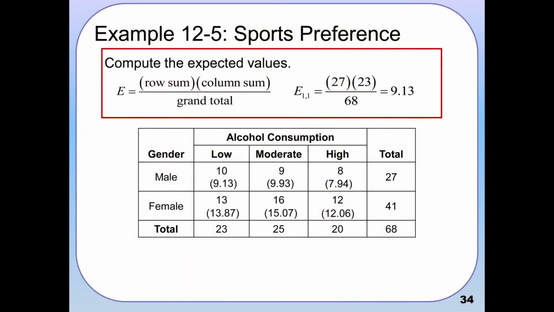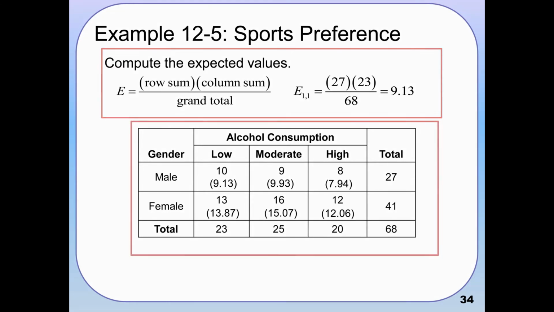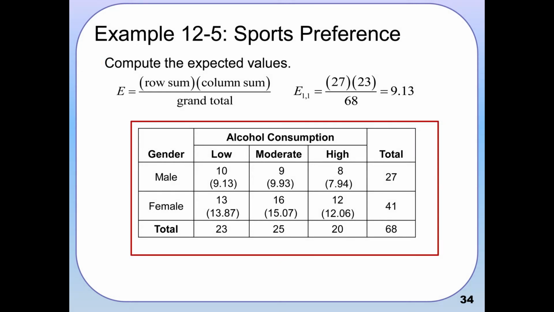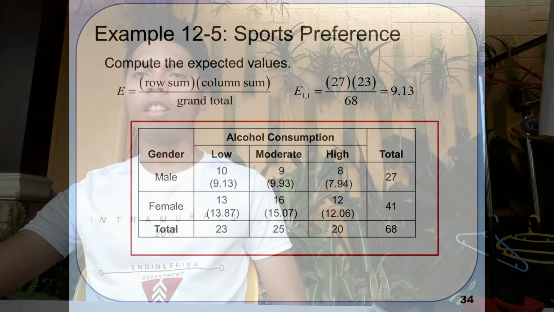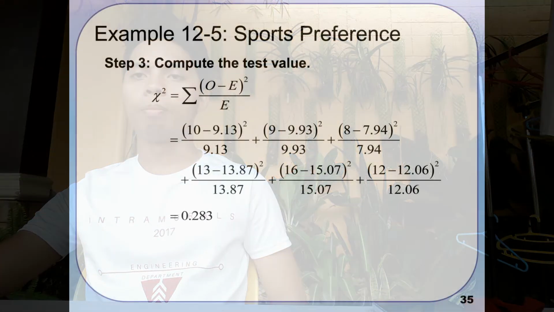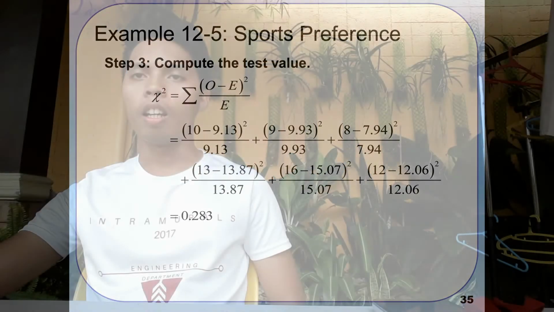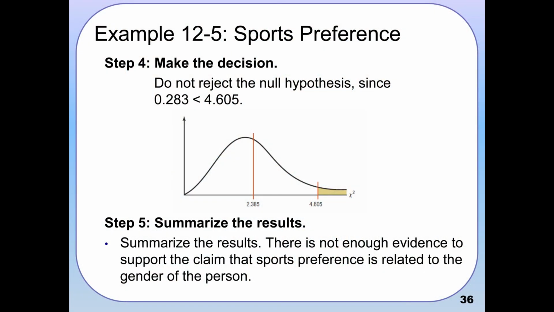Compute the expected values. You can see the formula on the screen. About alcohol consumption: gender, low, moderate, high, total, and the number of males and females and its total. And step 3, compute the test value. And step 4, make the decision. And the last, step 5, summarize the results.